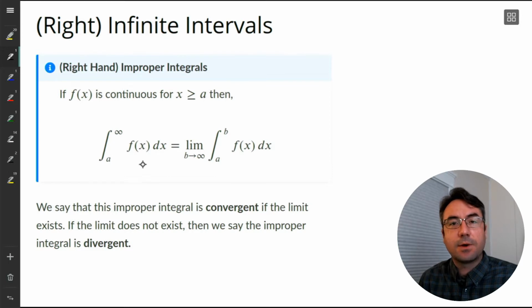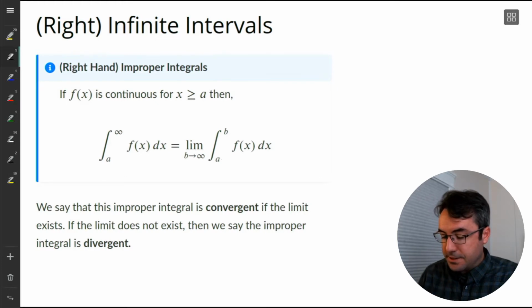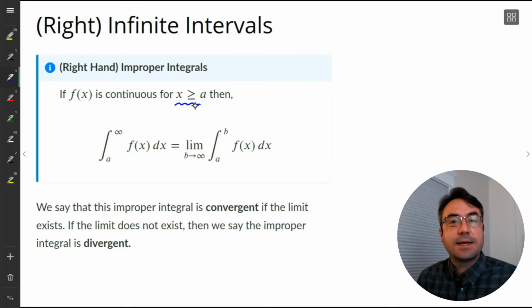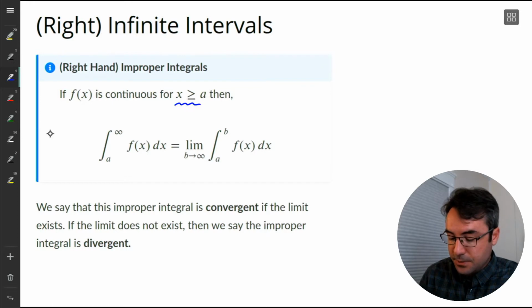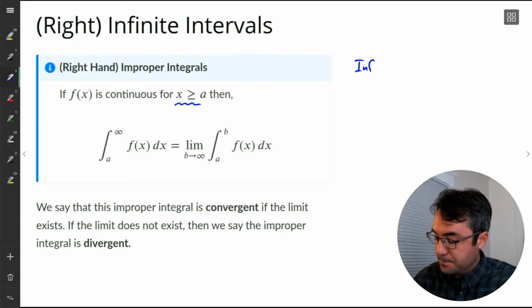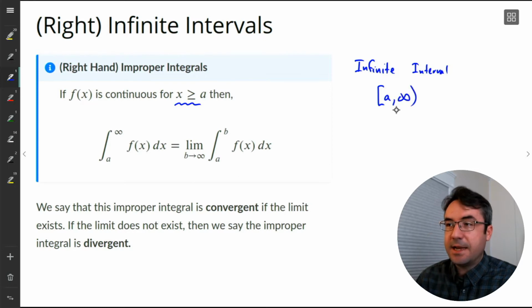So this is going to be our working definition here for these types of improper integrals. And we're going to really explore what this right-hand side really means. And what does it mean when we're doing the limit as b approaches infinity of this definite integral? All right, so in this definition, we're really looking at the interval when x is greater than or equal to a. So this is really talking about the infinite interval starting at a and extending infinitely far to the right. That's why I like to call it the right-hand improper integral here.